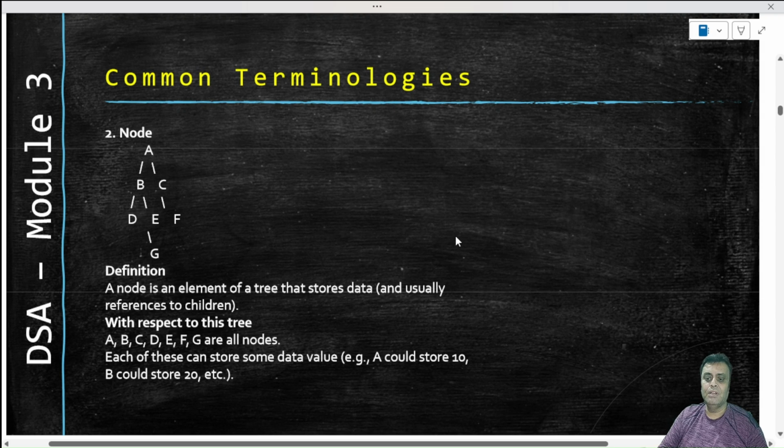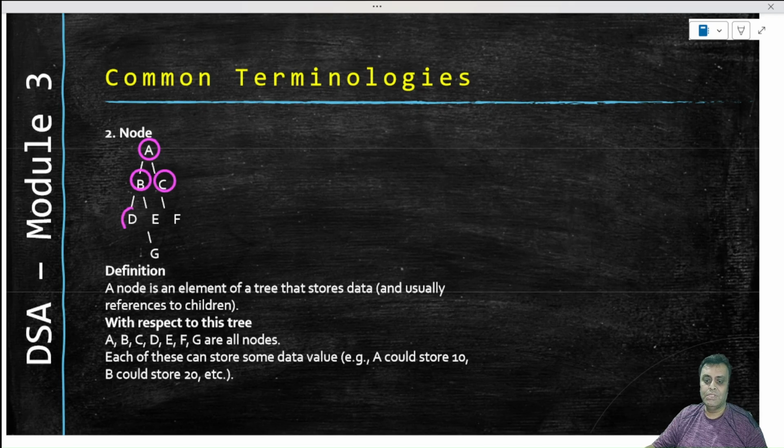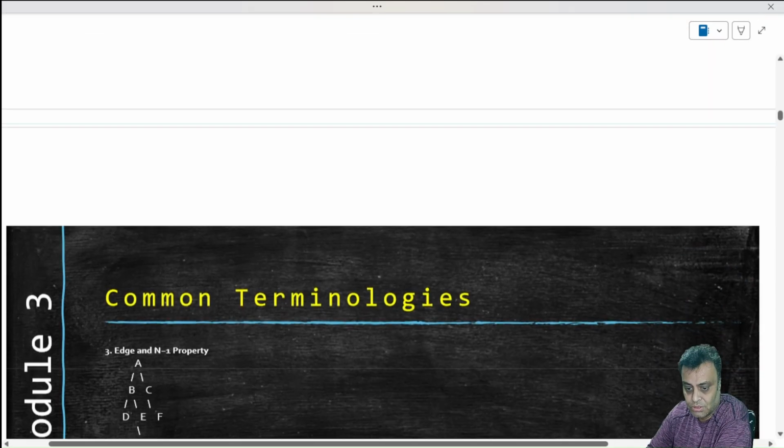The second thing that we will understand is, what is a node? Anything that can store data inside a tree is a node. So anything that can store some data will become a node. Even the root is also a node. So that's the definition and representation of a node.